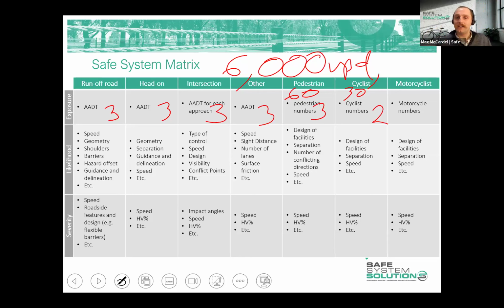Now, I said I don't know my motorcycle numbers. So what do I do in this example? And there is a little cheat. Basically, if you do not have the counts that specify how many motorcycles per day you've got in an environment, you take 1% of your AADT. So if we have 6,000 vehicles going through there, we assume 1% of them are motorcyclists. In other words, we have 600 motorcyclists today.